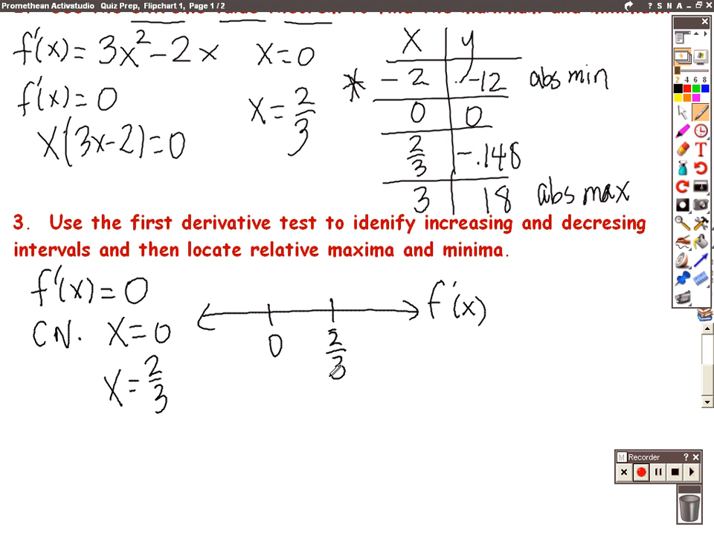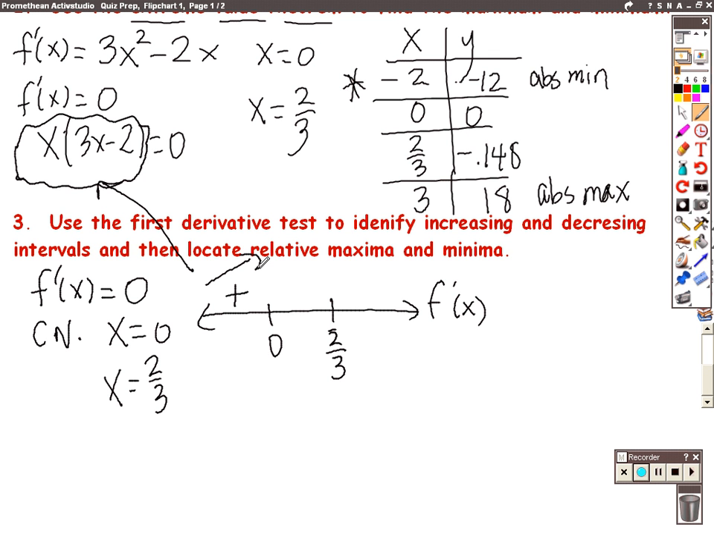Now, I would suggest that you substitute this into your factored form of your derivative, because it's easier to work with, because all we need is the sign. We don't actually need the answer. So when I substitute a number to the left of 0, such as -1, I'll get a negative times a negative, which is a positive, which tells me the original function is increasing on that interval.